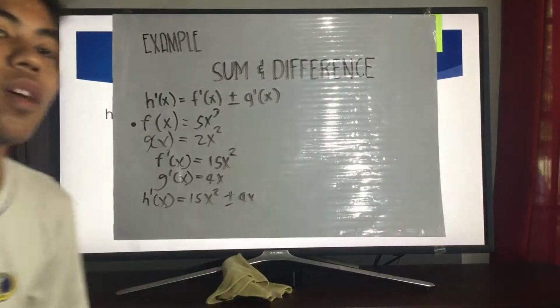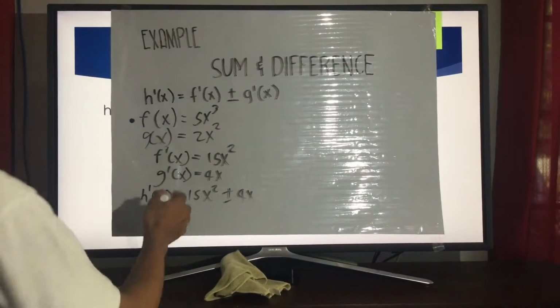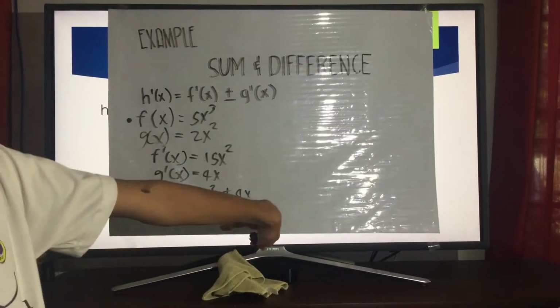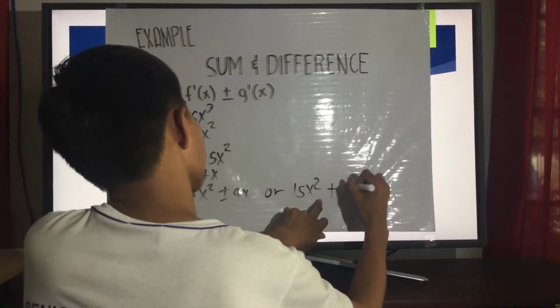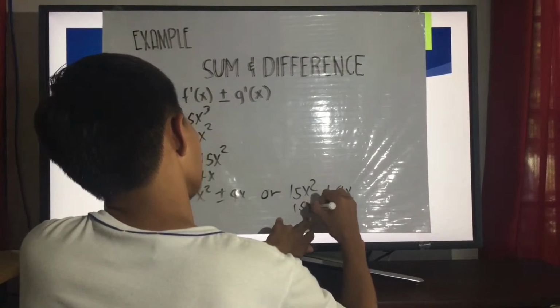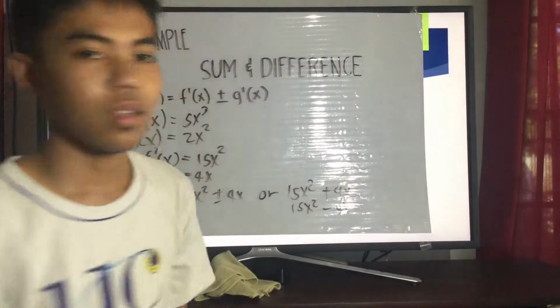So here we have the sum and difference rule. So it is 15x squared plus minus 4x, or 15x squared plus 4x, or 15x squared minus 4x.